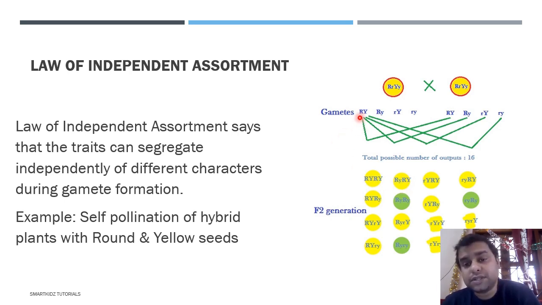You getting it? So the shape of the seed is one character and the color of the seed is another character. How the alleles segregate and combine with each other for one particular trait has no effect on how the alleles segregate or combine for another trait, in this case the color of the seed. That is how it is seen. So if it is round, it has no bearing over whether the seed will be green or yellow. It does not influence it. In other words, that is what it tries to say. And this is the law of independent assortment.